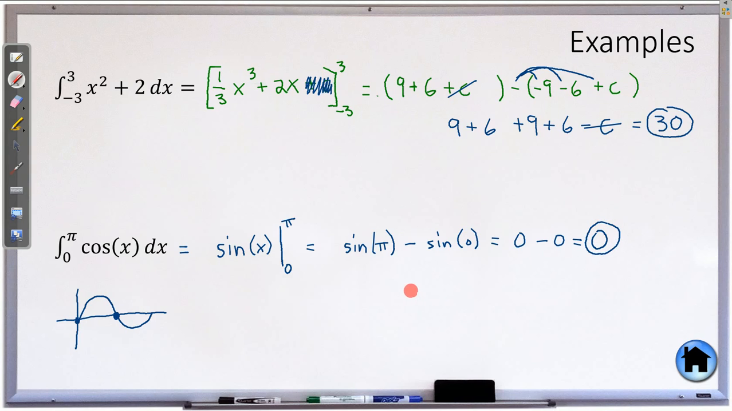And if that seems a little confusing, think about cosine. Cosine starts up here, goes down, down, up to there at 2 pi. Pi is right here in the middle. So we have this area that is then being canceled out by that area. And so in total, your area is 0. So hopefully that makes a little bit of sense for you.